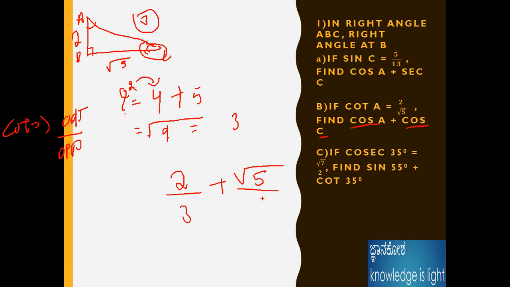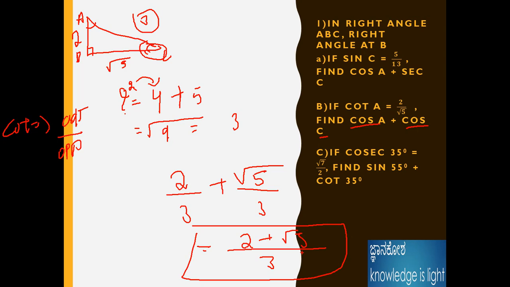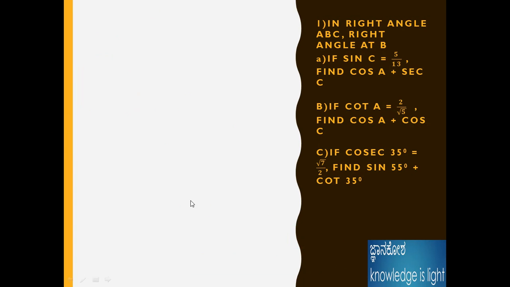Therefore what is the hypotenuse? The hypotenuse is 3. Directly I have written it. Therefore if we take the LCM, the common is nothing but 3. 3 is the LCM. 2 plus root 5 is the answer for this question. Like that we can solve any question without wasting time. Okay, next topic, next question.